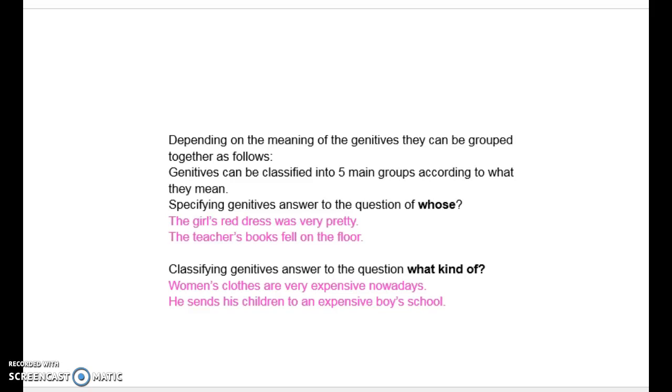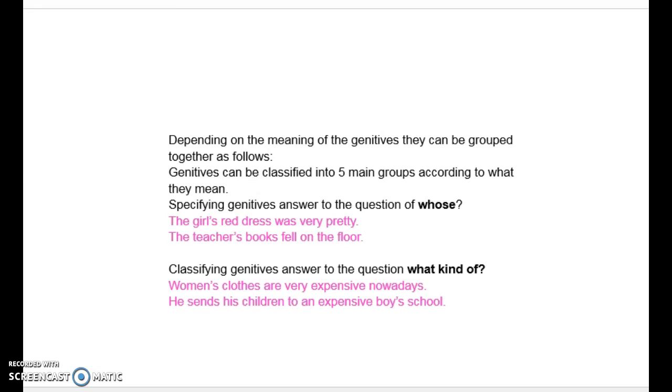Depending on the meaning of the genitives, they can be grouped together as follows. You have 5 different ways that you can group the genitive. You have specifying genitives that answer the question whose. Who does something belong to? And so if you say the girl's red dress was very pretty, we know that the red dress belongs to the girl. If we say the teacher's books fell on the floor, there we know that the books belong to the teacher. Yes, there is no doubt about that.